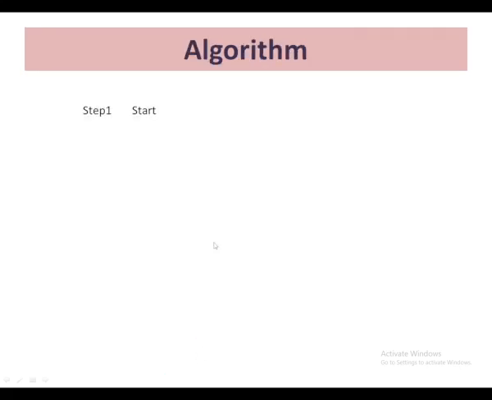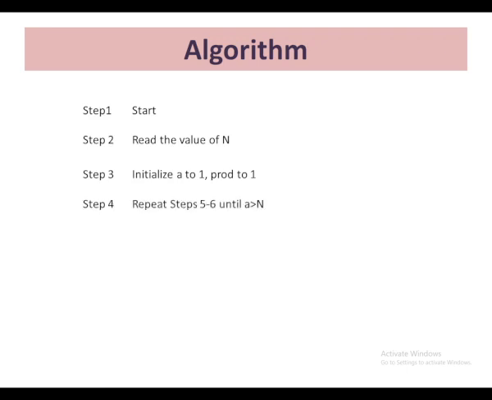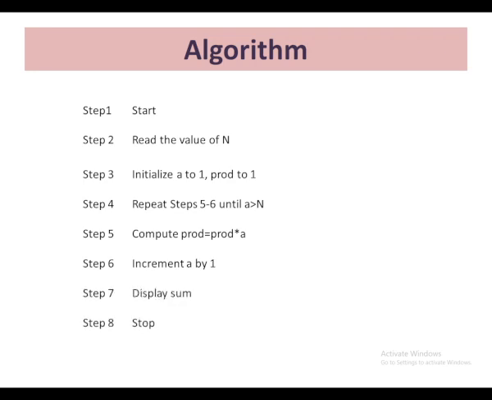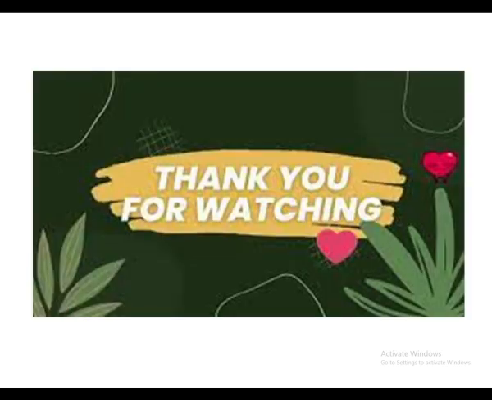So the algorithm is: start, read the value of n, that is your input, initialize a to 1 and product to 1. The same steps I have written, but the only thing I have changed here is product equal to product into a, and increment a by 1 and display the product. That's it. So that's it about this lecture. Thank you for watching.